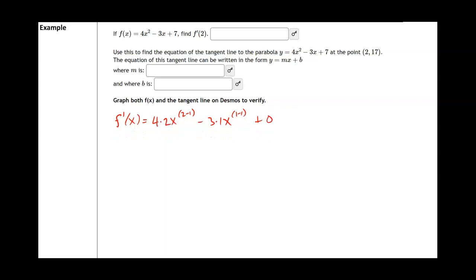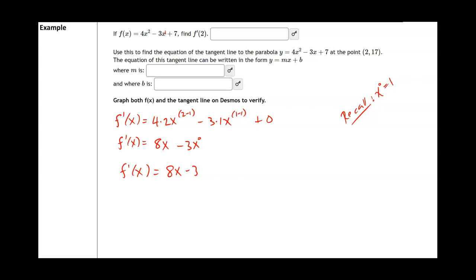We have 4 times 2 is 8, and we subtract 1 from the exponent. Then here, the exponent for the x is a 1, so we're just going to have 1 multiplied by 3. And then we subtract 1 minus 1, and then the derivative of any constant is 0, so the derivative of 7 is going to be 0. If I simplify this, I get 8x minus 3x to the 0 power, and then the plus 0, I'm not going to write that. Now recall that anything to the 0 power is equal to 1, so the x to the 0 is 1, which means I don't have to write that, and it just becomes 8x minus 3.